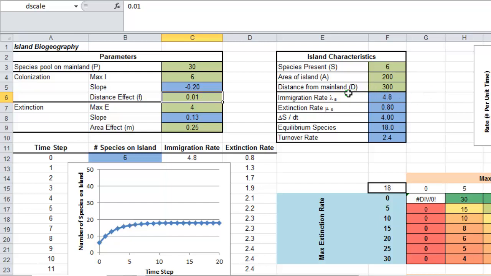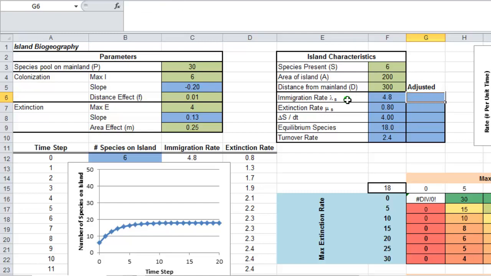Now, the adjustments we'll make to these rates are actually pretty simplistic. So we're going to write the word adjusted here, and we're going to be calculating some new outputs. So let me get those set up for us. And we'll be calculating our adjusted immigration rate and our adjusted extinction rate, and they're simply just going to be adjusted by the area effect and by the distance effect. And these adjustments are pretty simple.